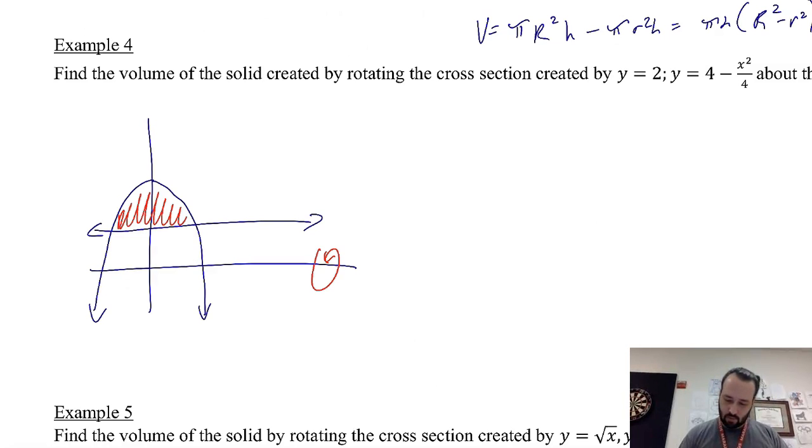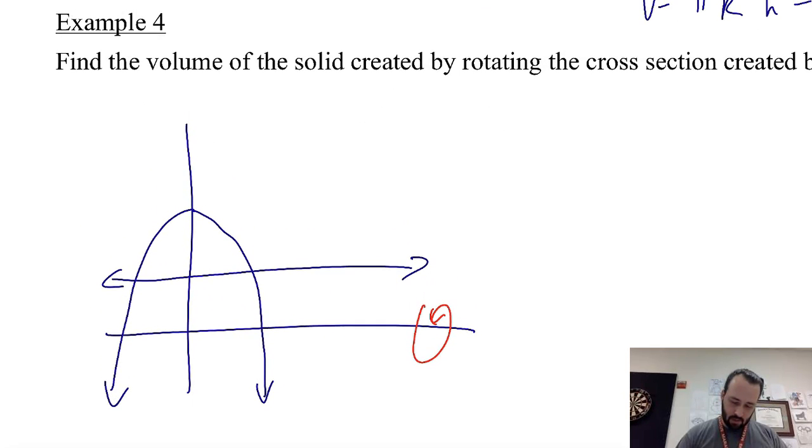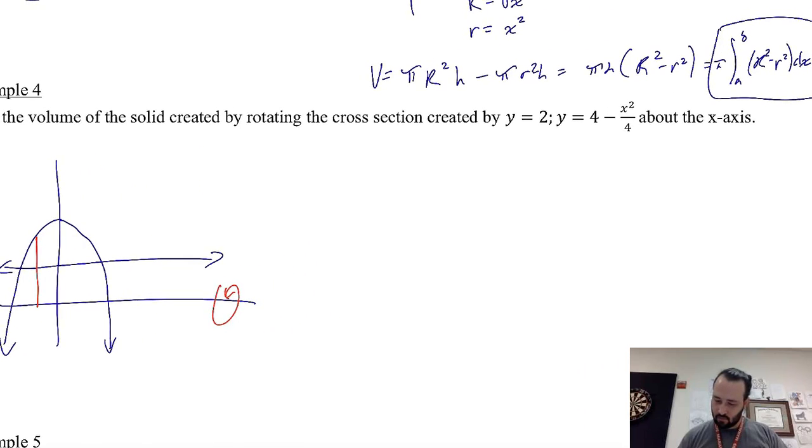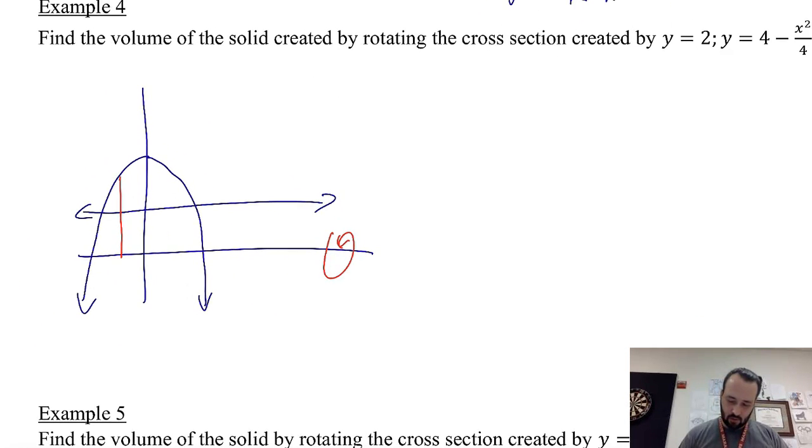So for this problem, my big radius would be the function of 4 minus x squared over 4. So big R is 4 minus x squared over 4. Little r is just 2. And then I'm going to need to find their intersection point in order to be able to find what my limits of integration are from a to b. So let's set those equal to each other.